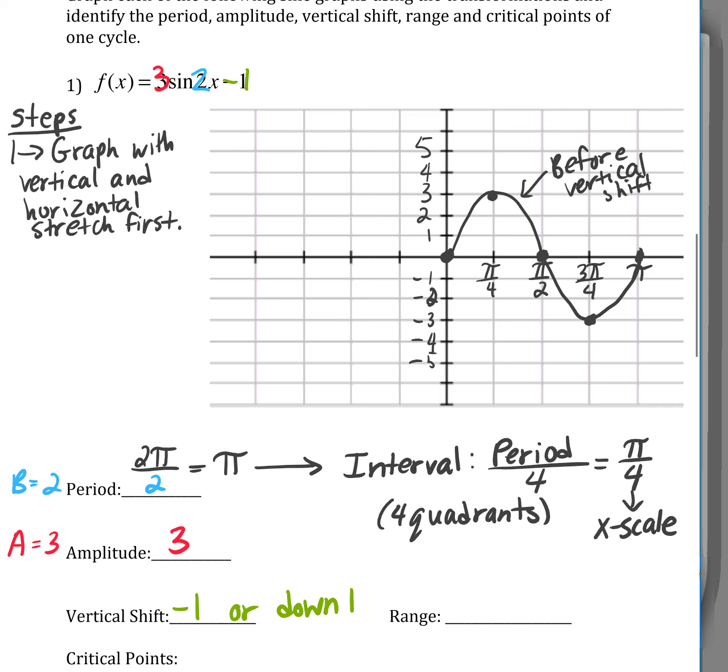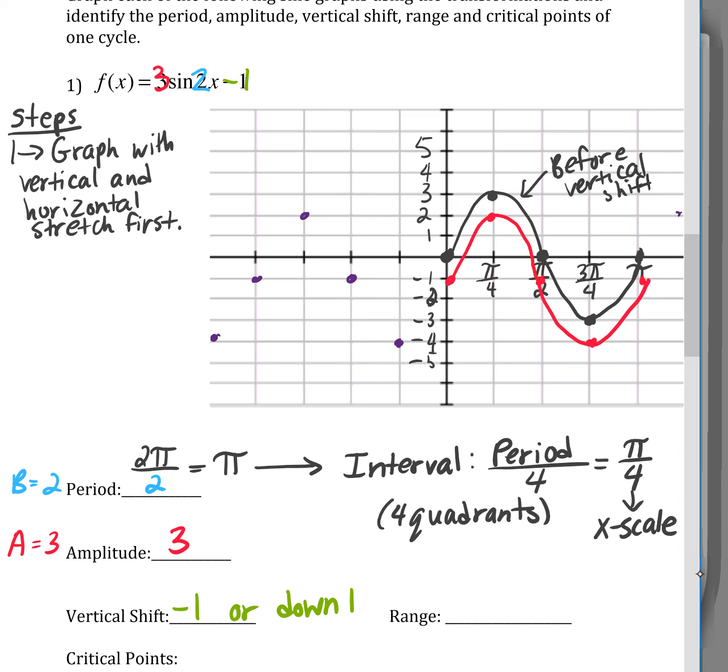And then we can take all of those points and move them down 1 to get our graph after the vertical shift. The horizontal is not as easy, again, because you have to match up the x scale. So what I have in red is my 1 cycle. And then I'm going to switch over to purple to graph the rest of it. And you want to graph, again, like we did before, the same pattern. Just make sure you line up your points to graph more cycles.